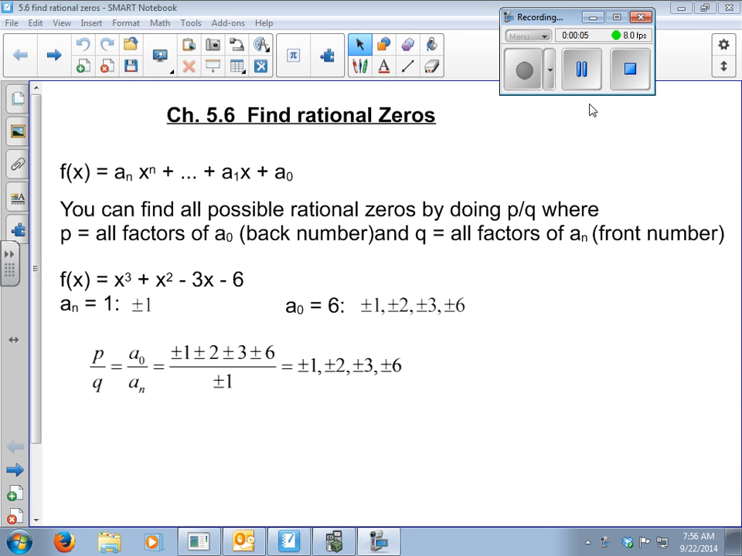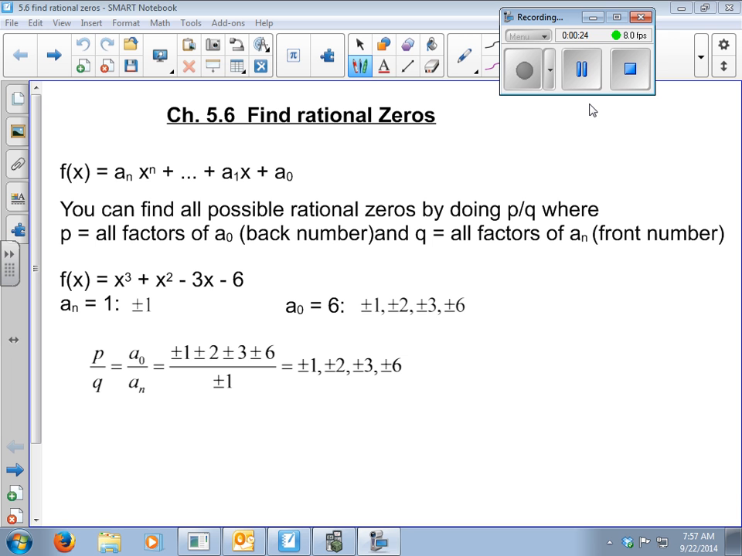Today's lesson is on section 5.6, which is finding rational zeros. Now, in the past, you've been given a huge hint where they have told you what one of the solutions is, or they have told you what one of the factors is, and then you're using that particular solution to go ahead and try to find the rest of them.